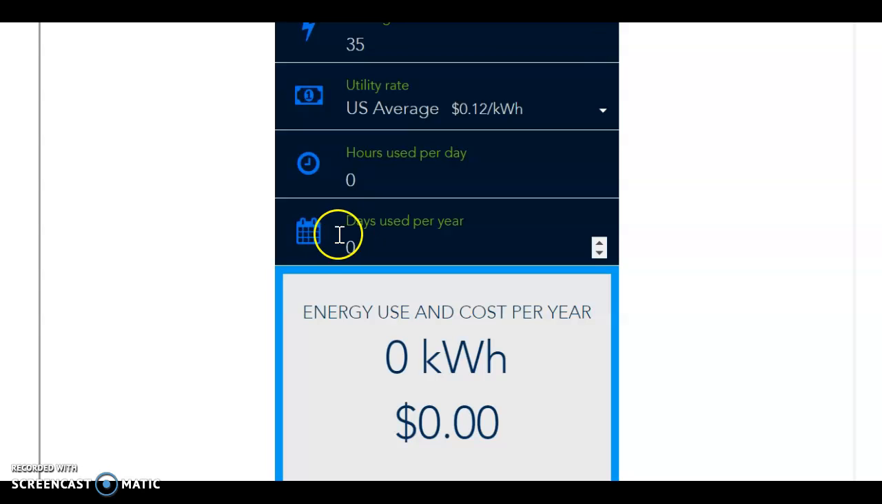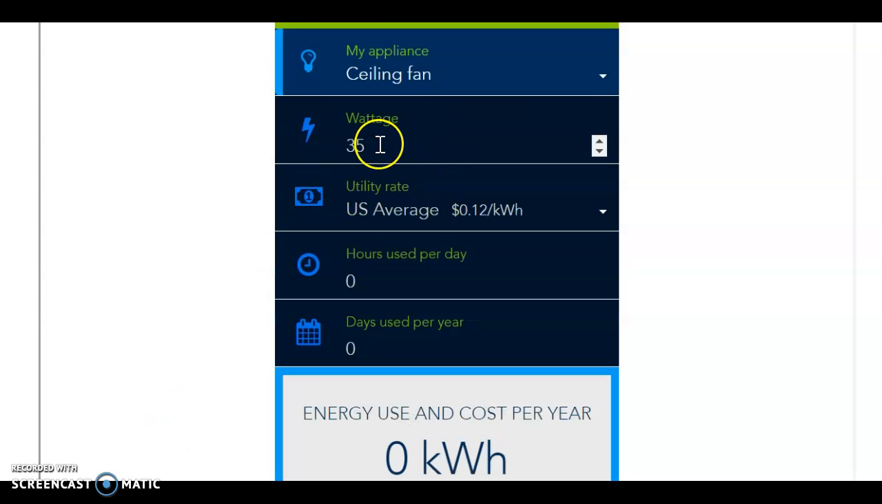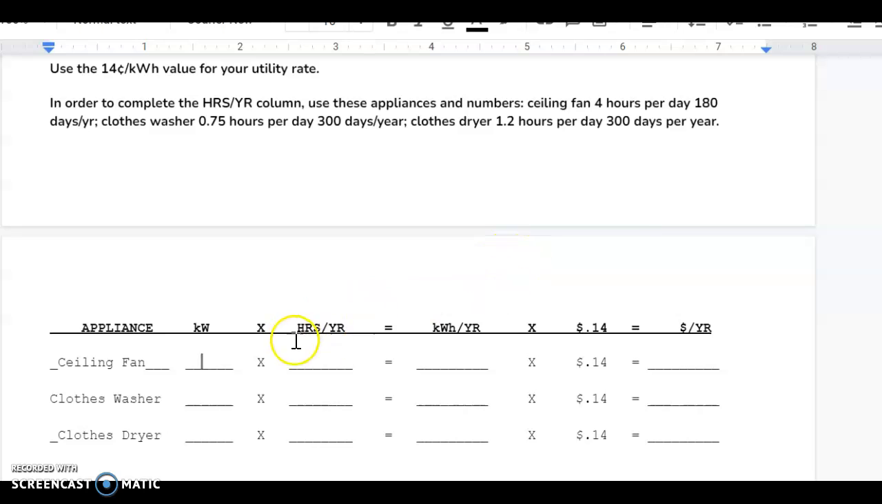Kilowatt hours. Okay, I just double checked, and 35 watts makes sense. So we'll go back here. Okay, 35, but this is asking for how many kilowatts. So it's 35 watts. And we're going to have to move the decimal point 3 places to the left because we're going to have fewer kilowatts.